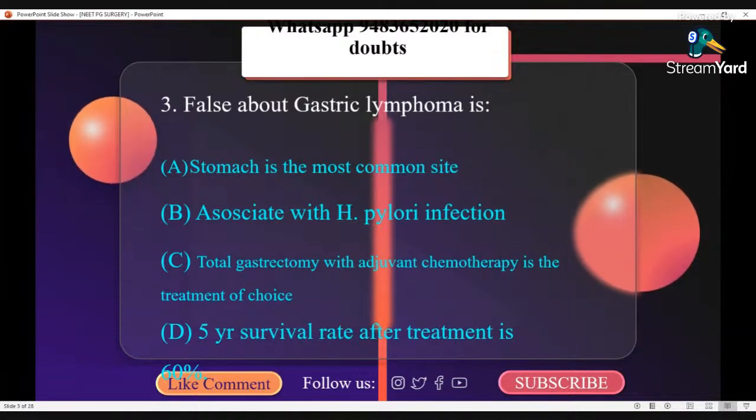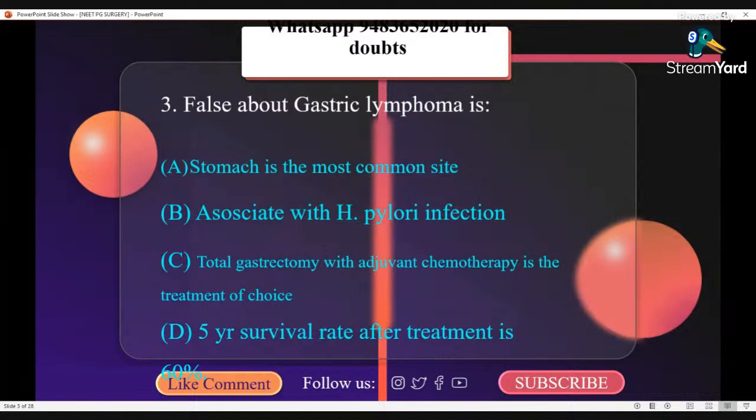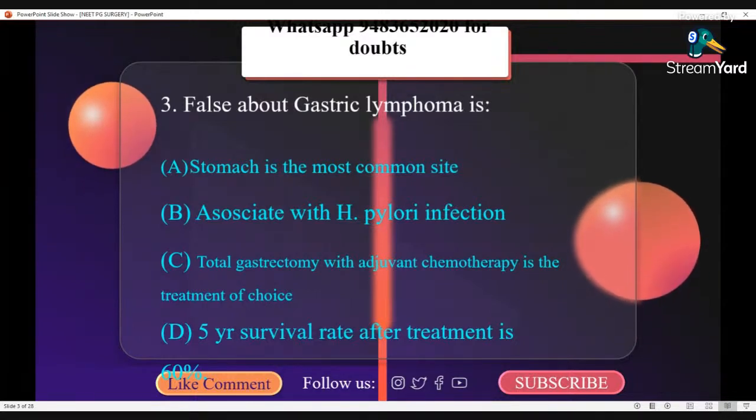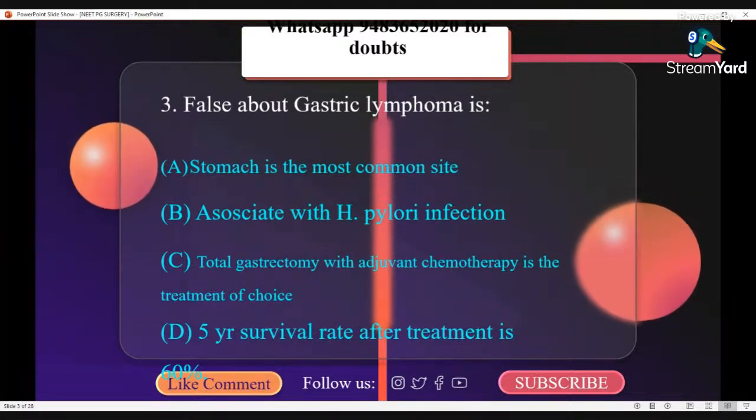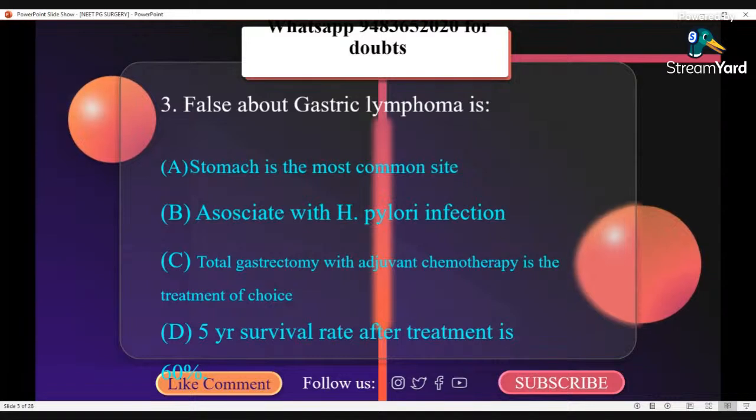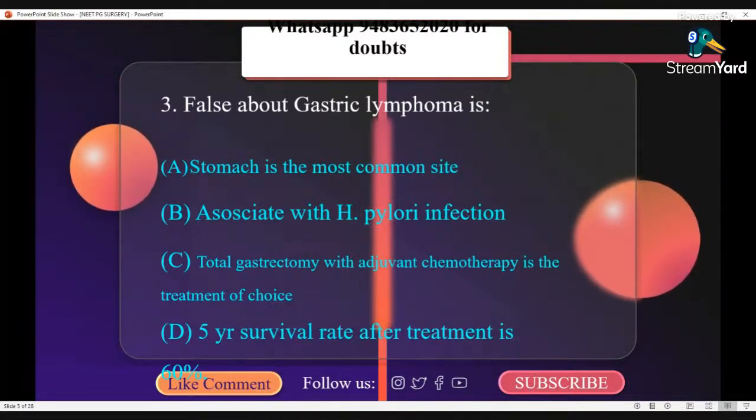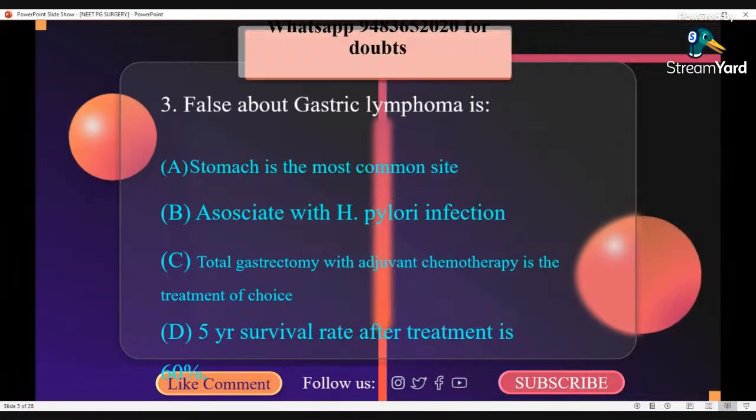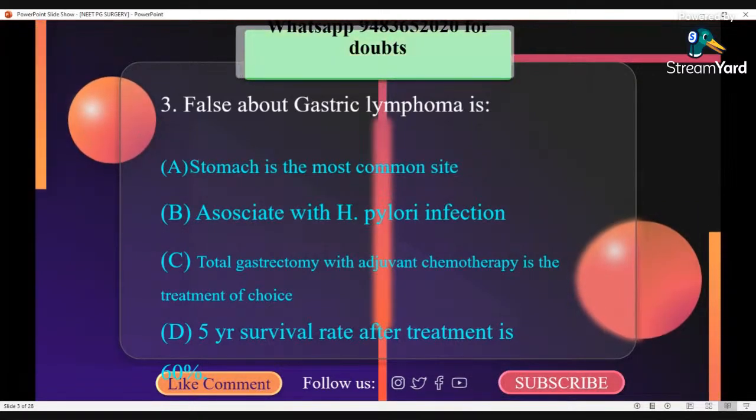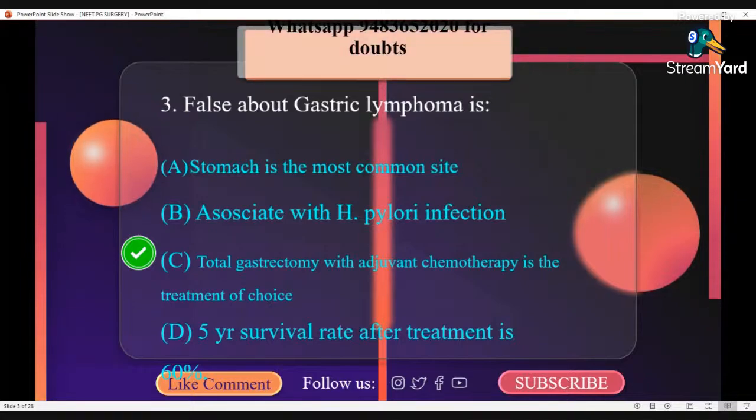Now, subtotal gastrectomy, usually followed by combination chemotherapy, has led to 5-year survival rate of 40 to 60% in patients with localized high-grade lymphoma. So the false statement is total gastrectomy with adjuvant chemotherapy is treatment of choice. So the correct option here is C. Total gastrectomy with adjuvant therapy, chemotherapy is treatment of choice.